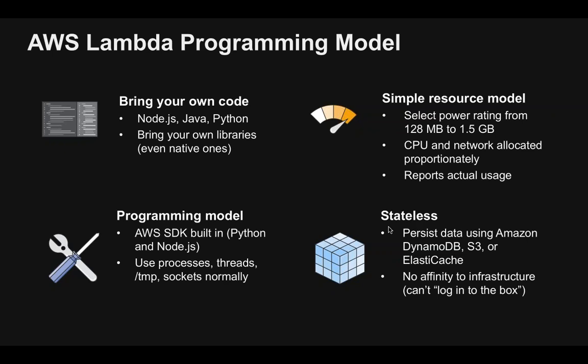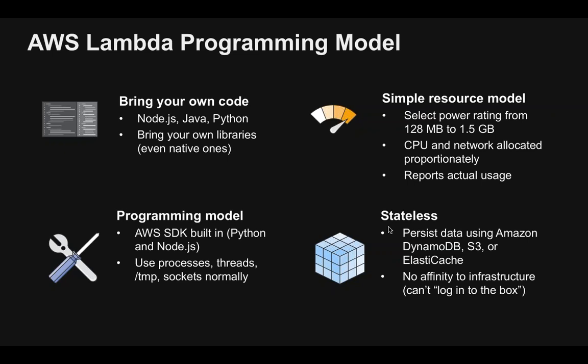You have access to processes, threads, and sockets that you normally have running on a physical server or EC2 instance. The resource model is simple. You pick the amount of memory that your function requires, and the CPU and the network are allocated proportionally. If you need more memory, you can allocate that with a simple request via the API or console, and the CPU and network will automatically be chosen for you based on this.